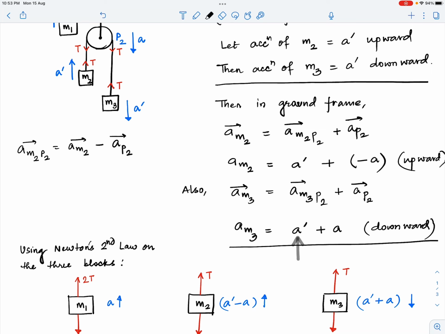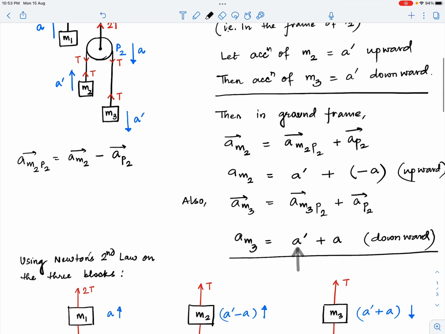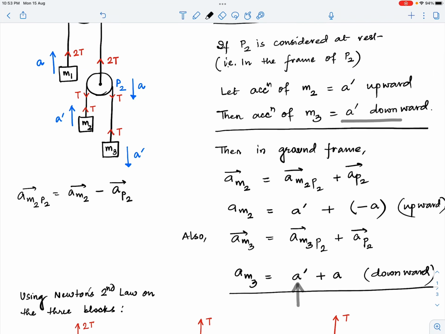So acceleration of M3 with respect to the pulley P2 came out to be A dash downward. So, we have taken A dash with a positive sign, that means here we are taking downward direction positive, plus A, the acceleration of P2, which we know is A downward. So, both of them will have same sign here. So, understand that we are able to find out the acceleration of M2 as well as M3 in terms of their relative acceleration with respect to the pulley and the acceleration of the pulley. Now, these are the actual accelerations as seen from the ground.